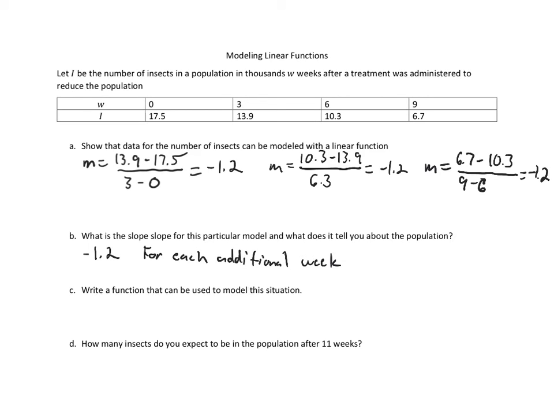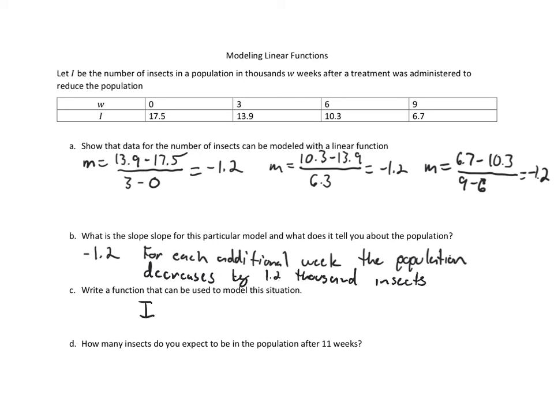So for each additional week, the population decreases by 1.2 thousand insects. If we were to be getting a positive slope, then that would mean that the population was actually increasing, but since it's negative, we know it's decreasing. Write a function that can be used to model this situation.